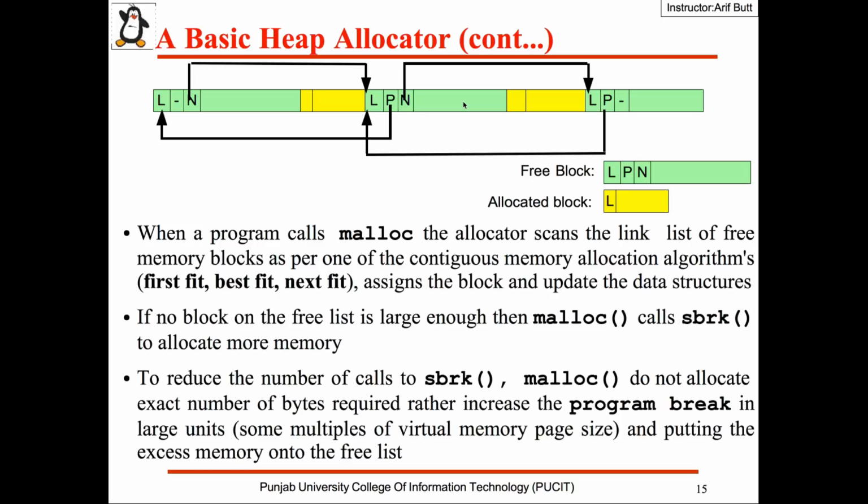Whenever a process requests memory on heap using malloc, the heap allocator scans this entire list, this free block, then this free block, then this free block, and so on. And it assigns the memory as per some contiguous memory allocation algorithm like next fit. And if no block on the free list is large enough, only then malloc will call sbrk to move the break further ahead and allocate you more memory. Hope this concept is quite clear to you. Most of the heap allocators manage their heap using this scheme.